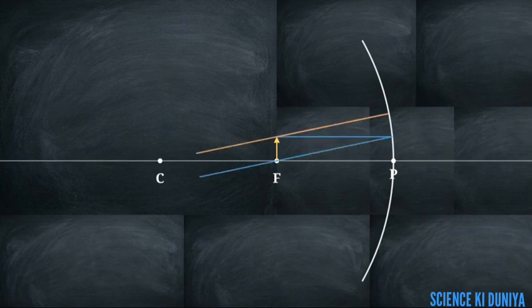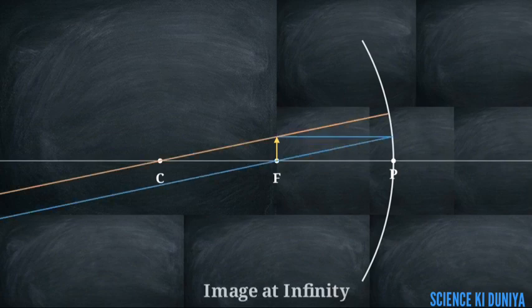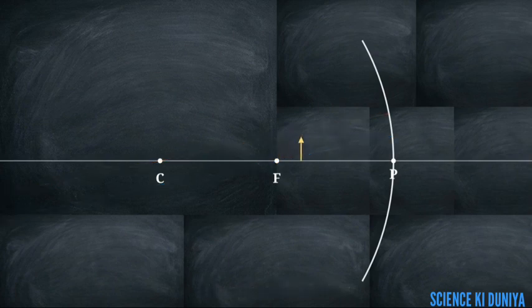Now we hit a breaking point. Place the object exactly on F. The reflected rays run completely parallel to one another. Because they never intersect, the image is pushed out to infinity.